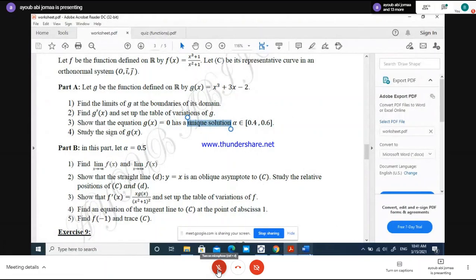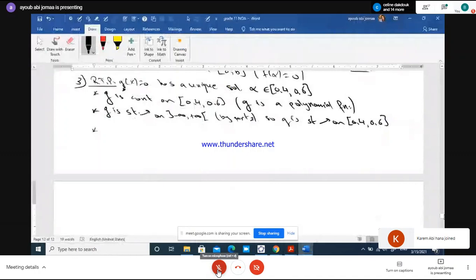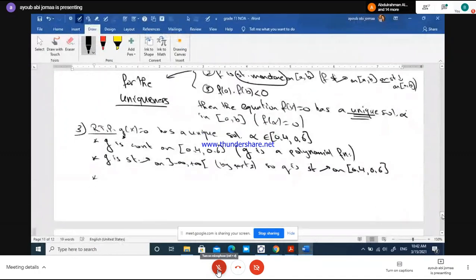And who gives me the uniqueness? The uniqueness comes from strictly monotone, strictly increasing or strictly decreasing. Once our function is strictly monotone, that means we have a unique solution. Okay. The third condition: you have to find f of a and f of b.